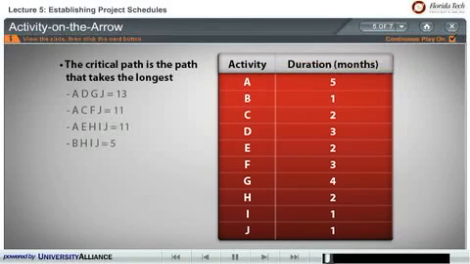Now the critical path is the path that takes the longest. So in looking at these 4 different paths, if we were to calculate the actual amount of months that it takes to perform each path, we would see that ADGJ is 13 months, ACFJ is 11 months, AEHIJ also 11 months, and BHIJ is 5 months. So the one with the longest path is ADGJ, 13.